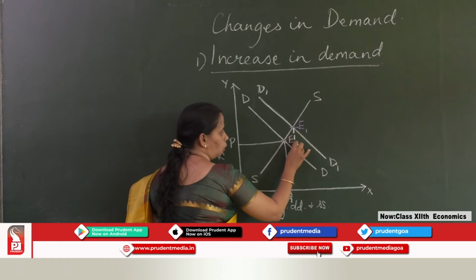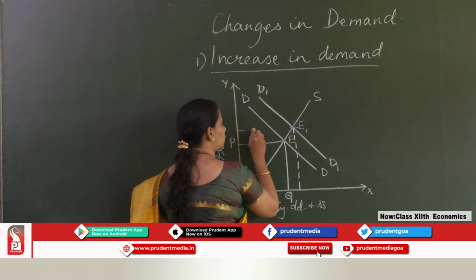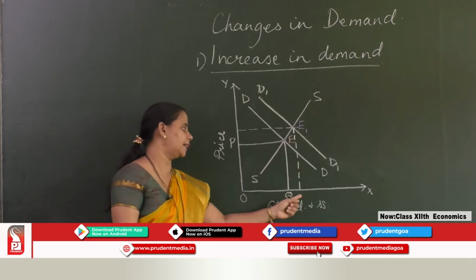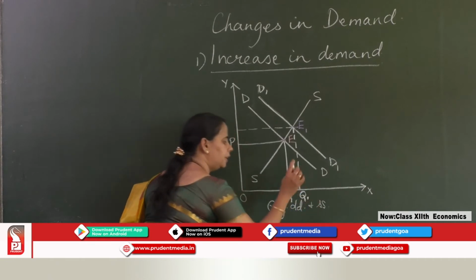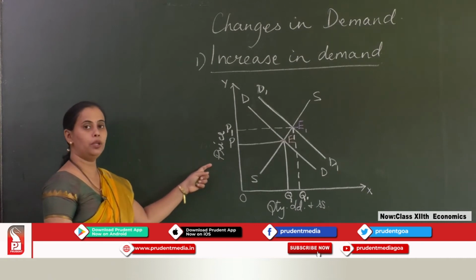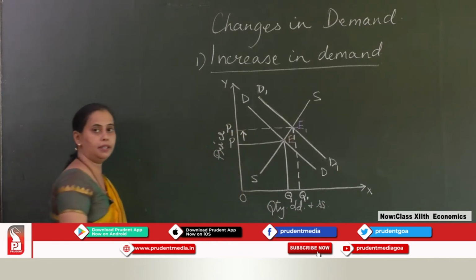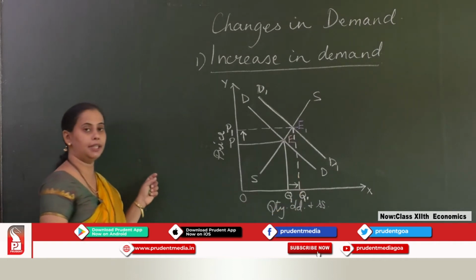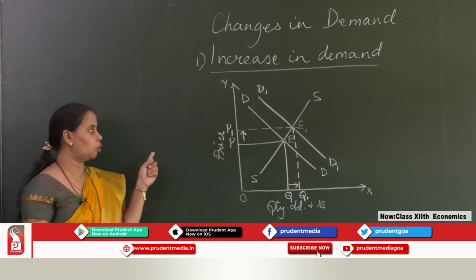Now if we draw lines from point E1 to the x-axis and to the y-axis, we find the new quantity Q1 and the new price P1. From the diagram, we can see that the price has gone up from P to P1 and the quantity has also increased from Q to Q1. Now this change has taken place because of an increase in demand, supply remaining constant.